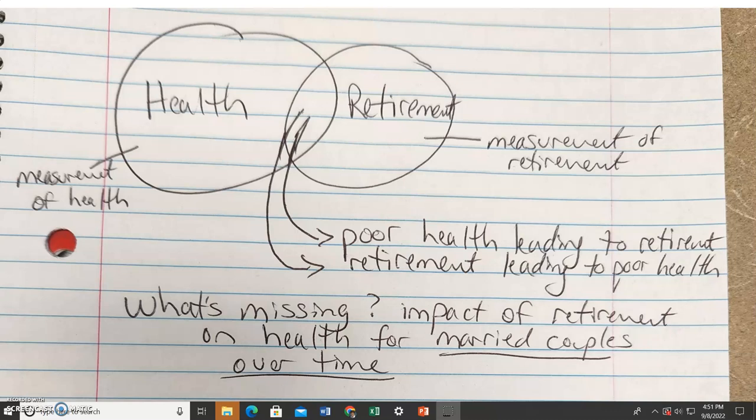And then the intersection between health and retirement, there's retirement predicting health literature and literature about health predicting retirement. So there's this intersection between the two concepts. And then what's missing? For me, my dissertation was about the impact of retirement on physical health for married couples, which is largely missing in the retirement literature, and a longitudinal aspect of this relationship.